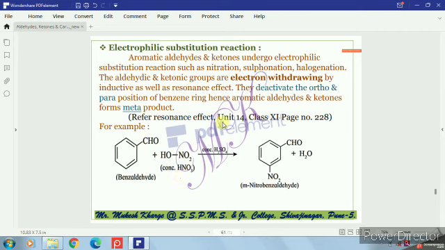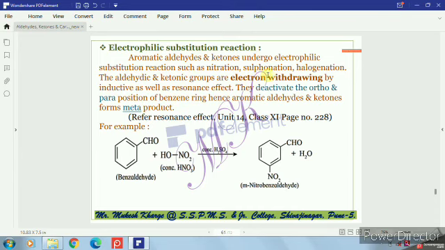You can refer to your 11th standard book in unit 14 page number 228. You can easily understand. So here electrophile is NO2 plus, taking the position at meta of this benzaldehyde. So what do we get? Meta nitrobenzaldehyde and water. Reagent is same, concentrated HNO3 and concentrated sulfuric acid, that is nitrating mixture for nitration. So you can write the remaining reactions of the benzaldehyde.